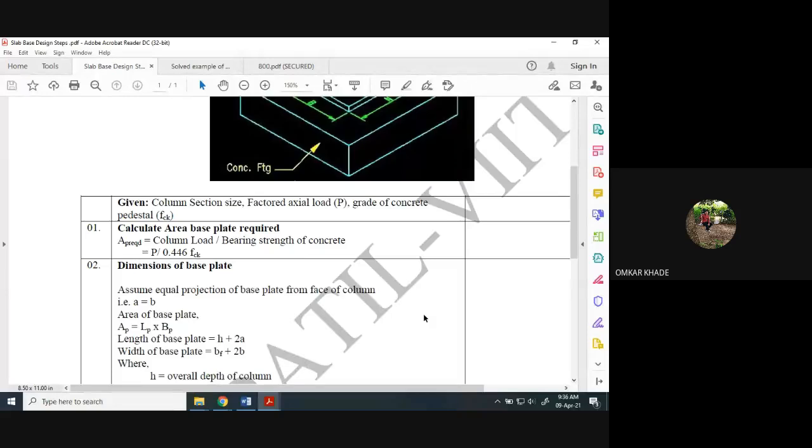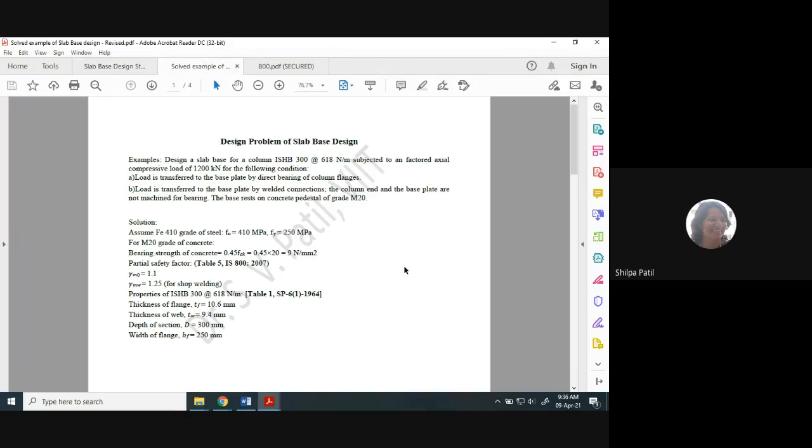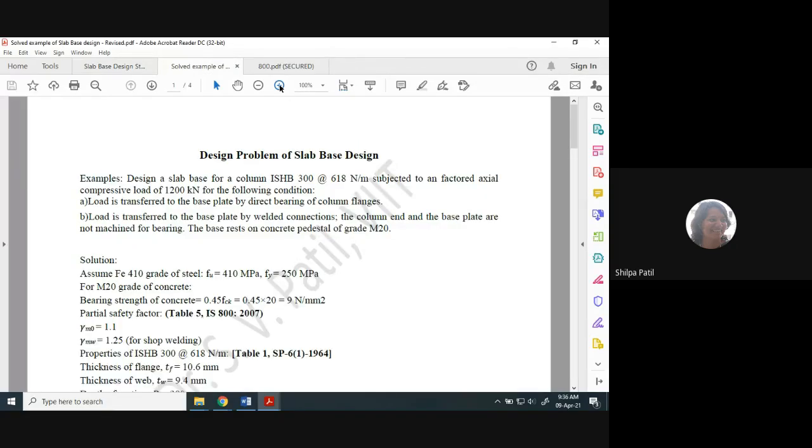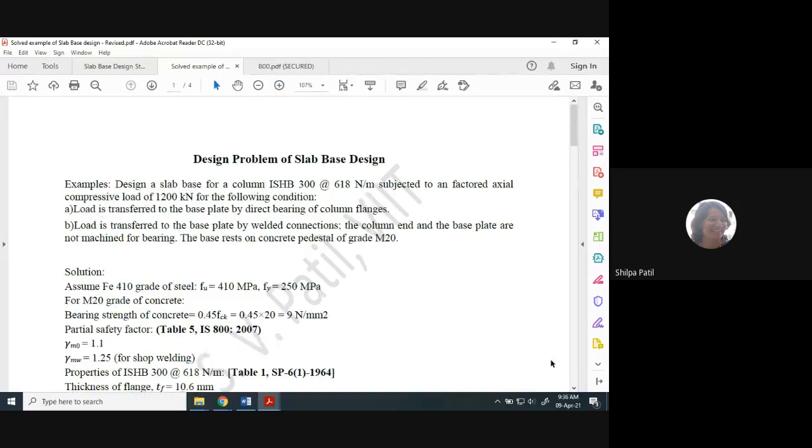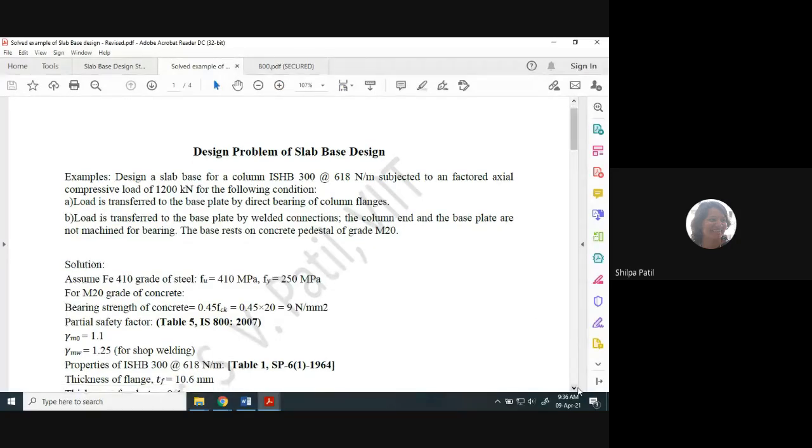Okay, so I will immediately start one problem that is also a solved example I'm showing over here. I have already typed it here, and I'm going to explain it because it is very simple. We have to simply decide the dimension of the base plate, so the calculations are not much involved. So what is the data given?